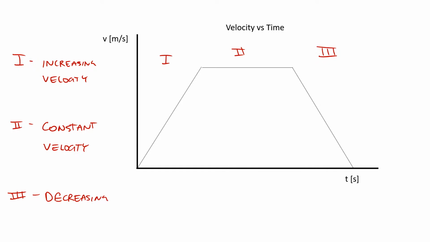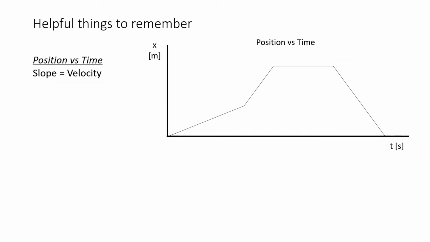I think I'm going to give you a bunch of graphs. Just write the thing over on the left. So, the slope of a position versus time graph is the velocity. You can see that we have some slower sections, some faster sections, some sections where we're not moving, because the slope is velocity. I think I've made my point.